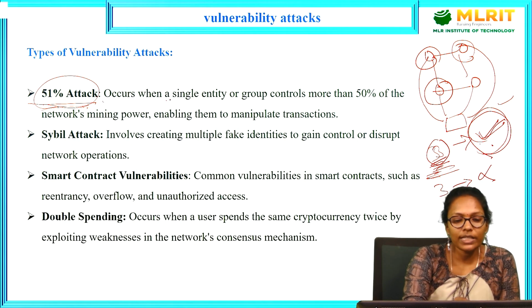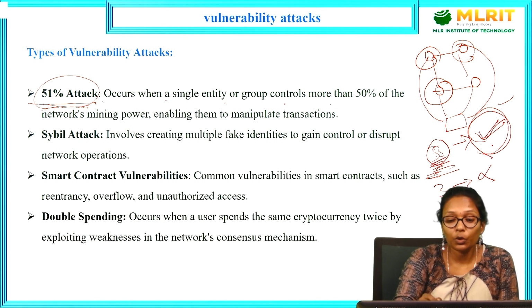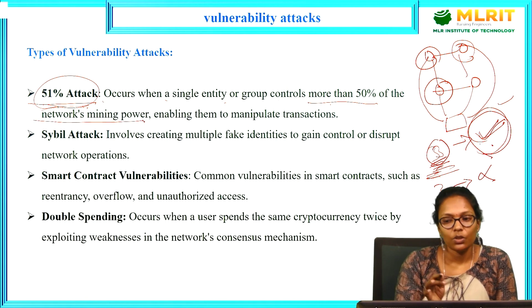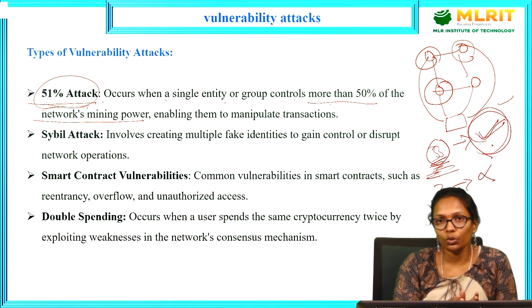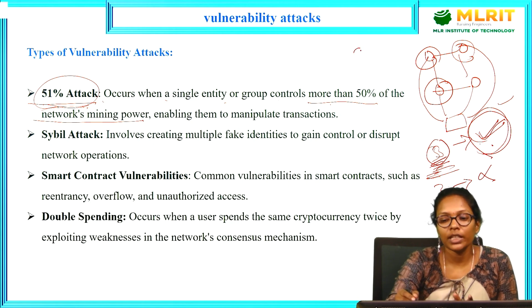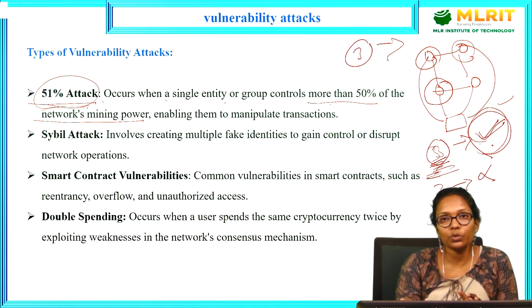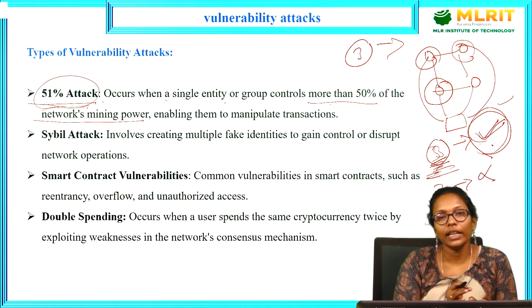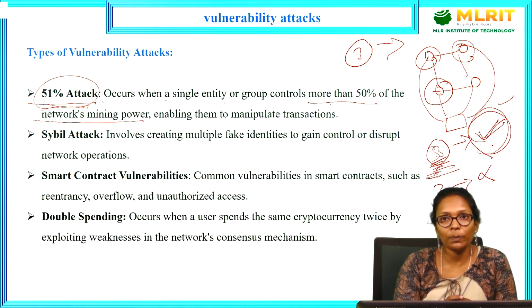It occurs when a single entity or group controls more than 50% of the network mining power. Here we have 4 nodes. Out of the 4 nodes, 50% means only 2 nodes, but more than 50%, 3 nodes, are malicious nodes and they are misusing their power. They are saying an invalid transaction is a valid transaction, and they are including that invalid transaction into the blockchain.